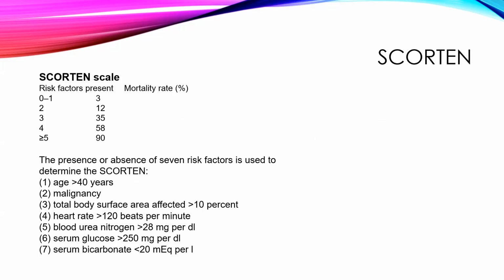So the presence or absence of these factors, they include an age over 40, a current malignancy, total body surface area of over 10%, a heart rate of over 120 beats per minute, a BUN of over 28, serum glucose over 250, and a serum bicarb less than 20.